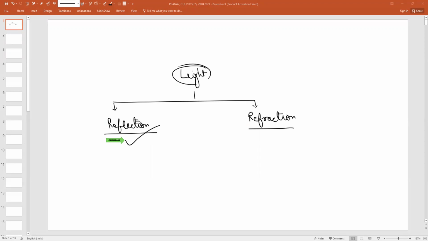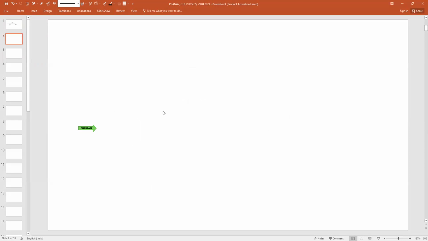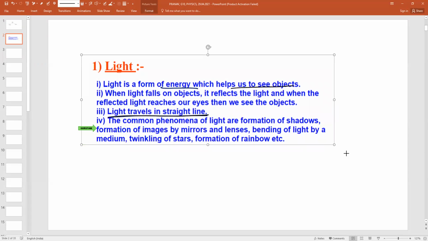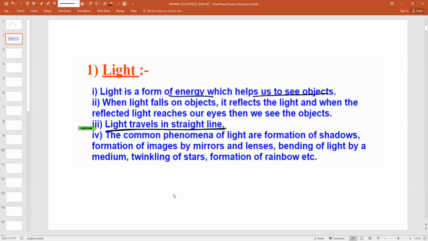But before moving further, I have a few basic things which I would like to discuss with you. So according to me, what is light? Light is a form of energy which helps us to see objects. Okay, so what have they written?